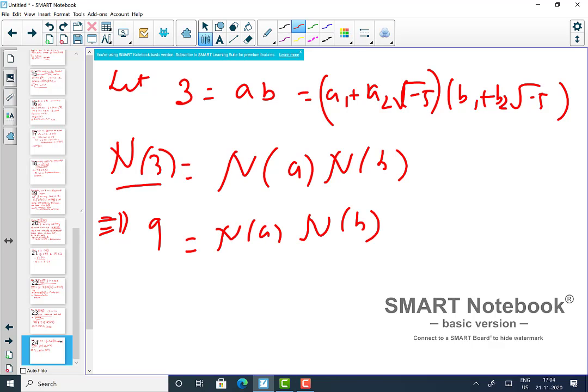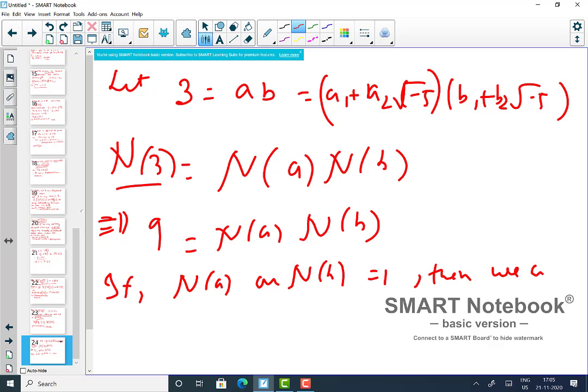What does that mean? If norm a or norm b equals 1, then we are done, right? Why? Because then either a is a unit or b is a unit. That is the meaning of 3 being irreducible: if you can write it like this, then one of them is a unit. If not, then what are the options?